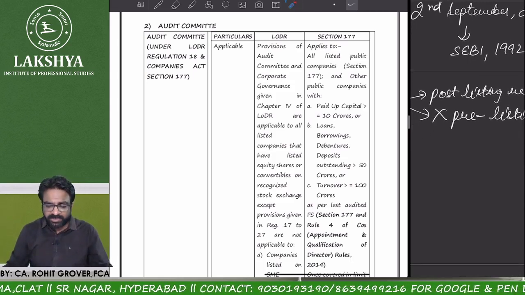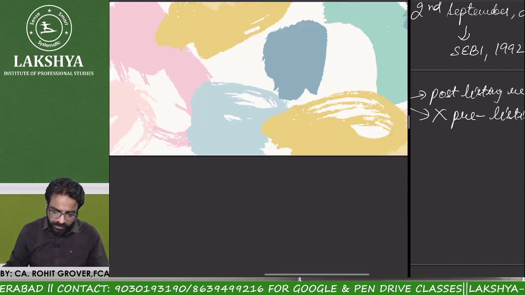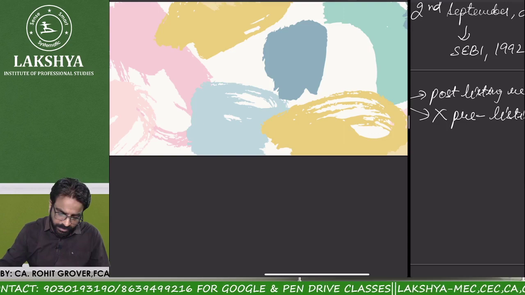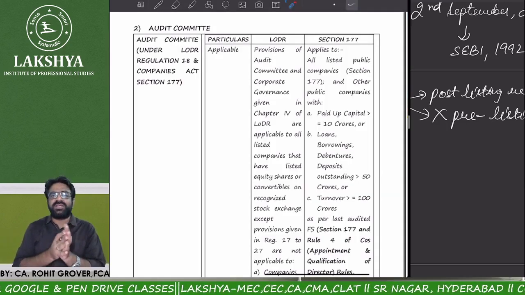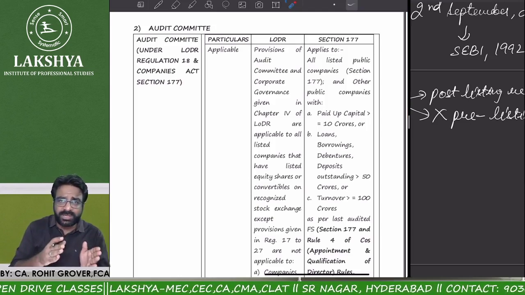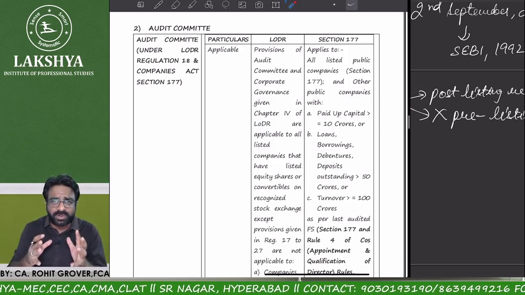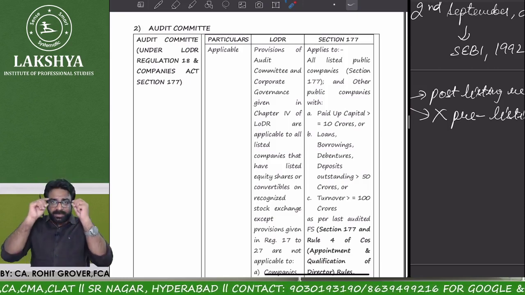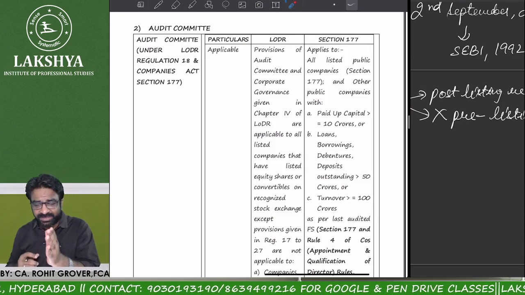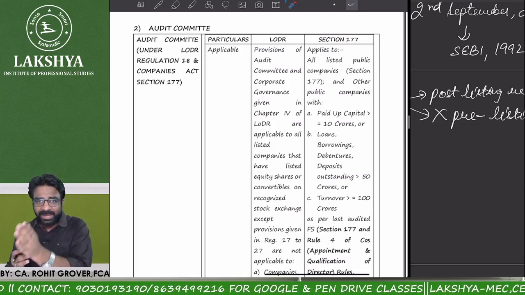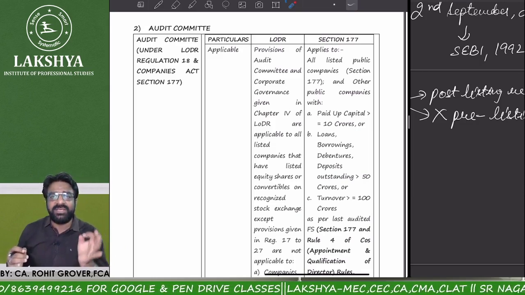Sir, what kind of difference between the two? The first thing we have to understand is whether the LODR and the Section 177 audit committee are basically the same or not. There are some provisions which are very much the same, but at the same point of time, they are very much different from each other. So first of all, let's understand that the audit committee as per LODR is applicable to whom, and the audit committee as per Section 177 is applicable to whom.